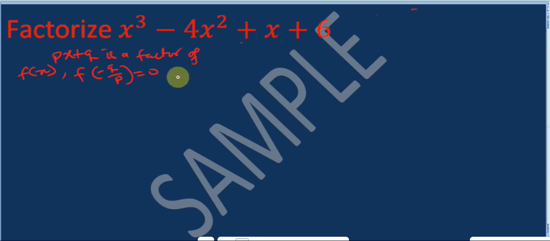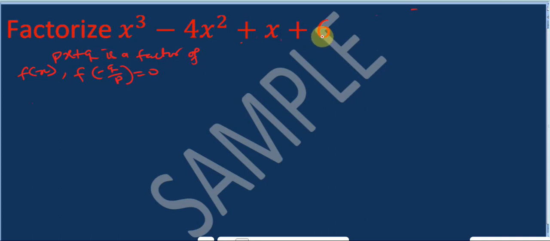I have two methods which I want to use to factorize this polynomial. The first one is the trial method, and it's very short and simple. In the trial method, you look at the constant. What I normally do is look at the constant of the polynomial, which is 6, because 6 does not have any variable. When you look at the constant, you find the factors of the constant.